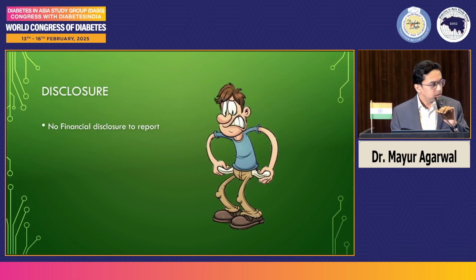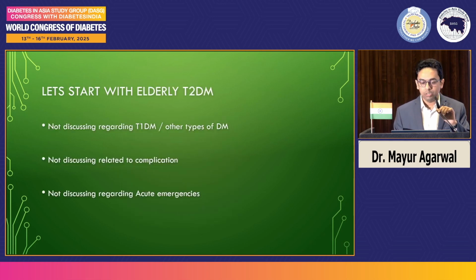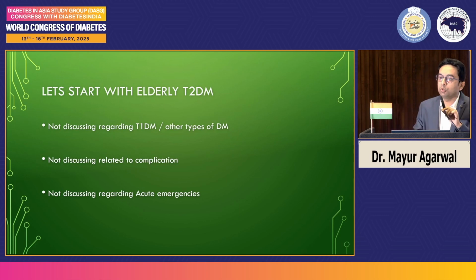So no financial disclosure for this talk, and as in India, we start with Badon ka Samman, respect the elderly. So I'll start with elderly only. So let's start with elderly type 2 diabetes.